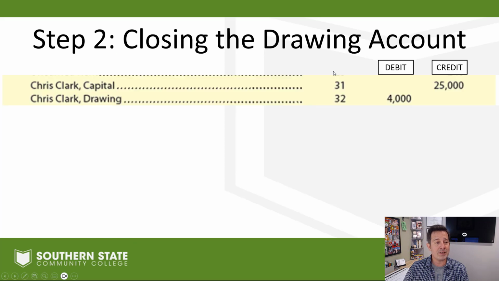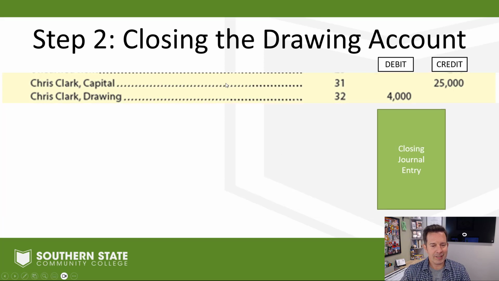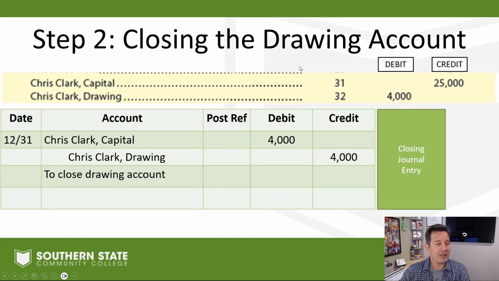That's step number one. Step number two, we need to close the drawing account. That drawing account where the owner has withdrawn money for their own purposes. And so we need to get rid of it. It has a debit balance. Go ahead and see if you can close out drawing to capital. All right, I'm going to show you the entry right here.